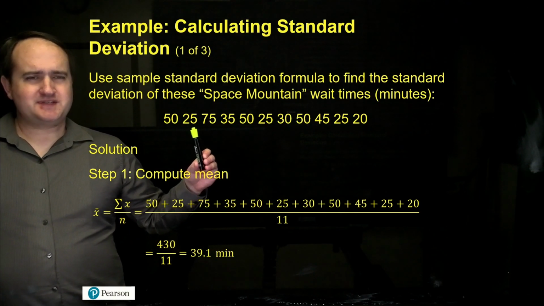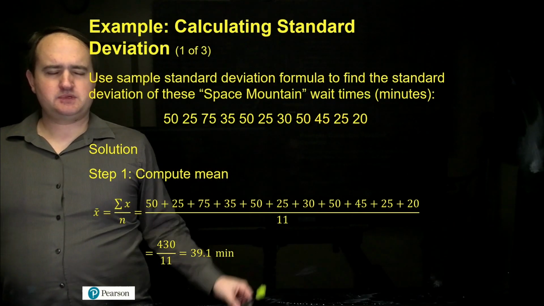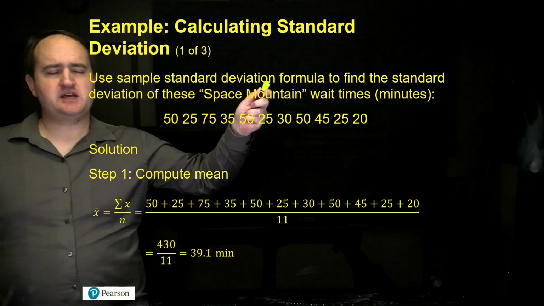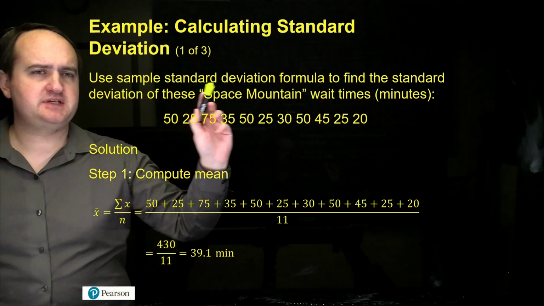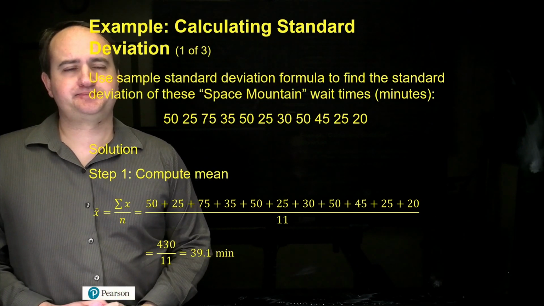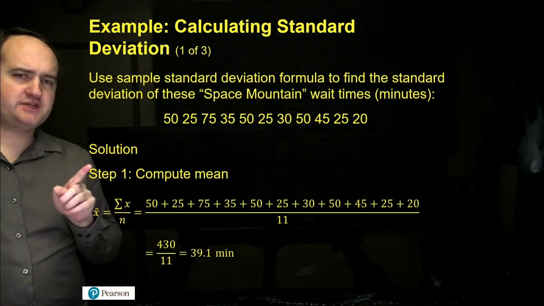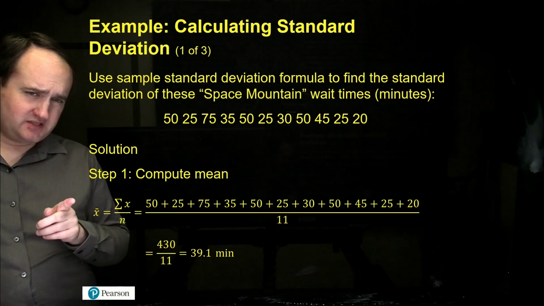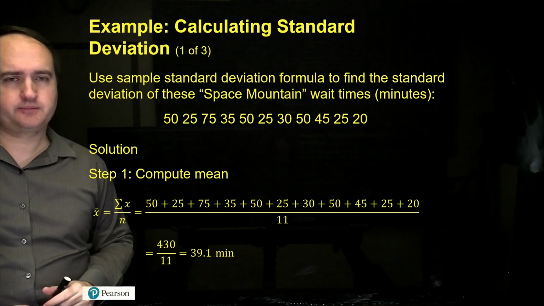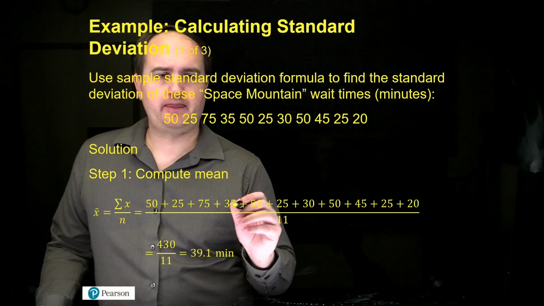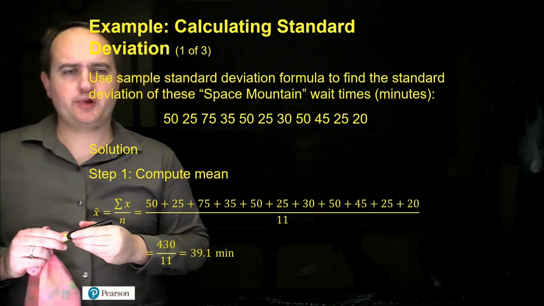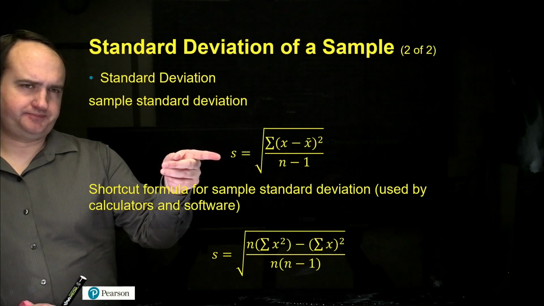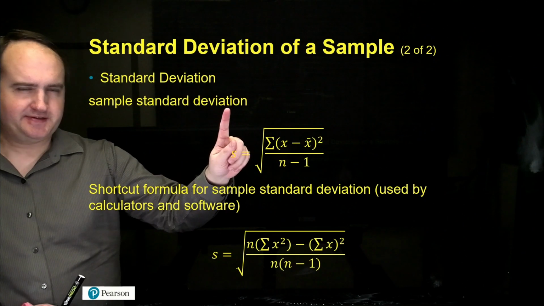Okay, so coming back to the same data values for the Space Mountain wait times, here's an example on computing the sample standard deviation. Remember that the sample standard deviation is the same as s. This one right here, with all the steps that are written on the slides, is how to use the long formula. I call it the long formula. The book calls it just the sample standard deviation formula.